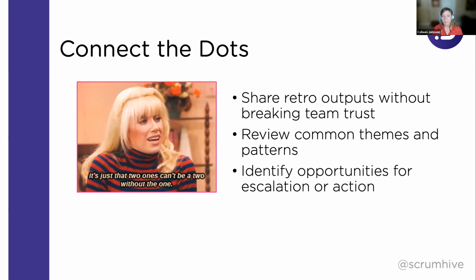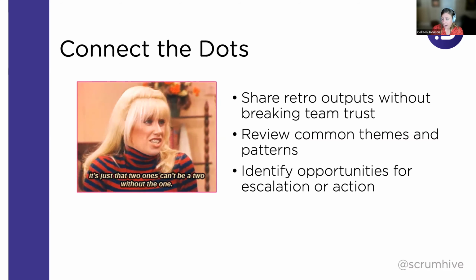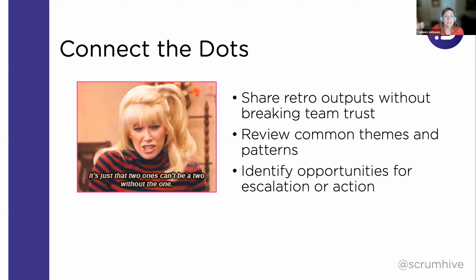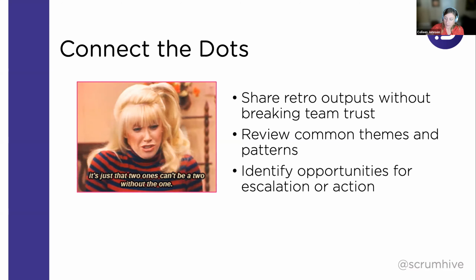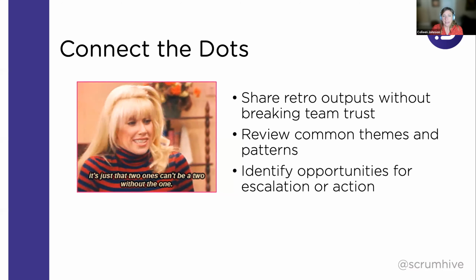So as part of the retro, when things start to come up and a team will say, we were blocked this sprint by maybe this other team because they didn't have their piece done in time, and we missed our date because we were waiting on their code, I will ask the team, can we share this?